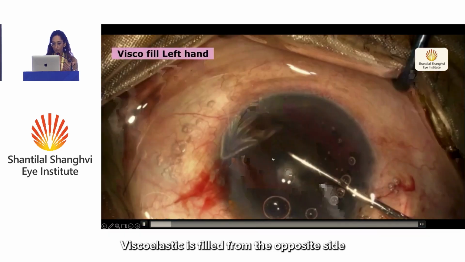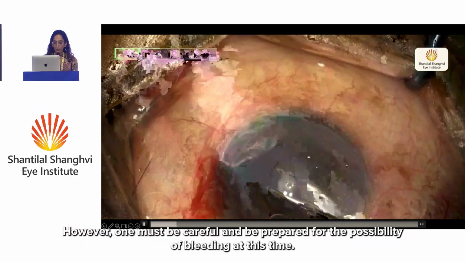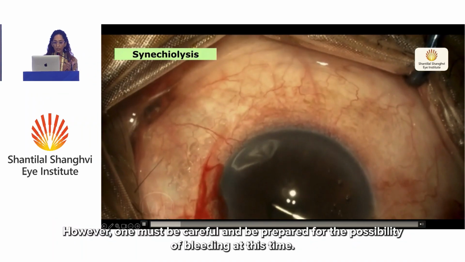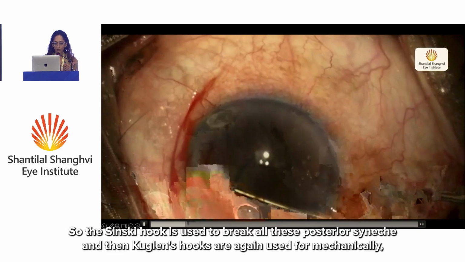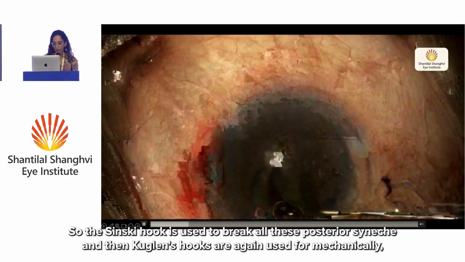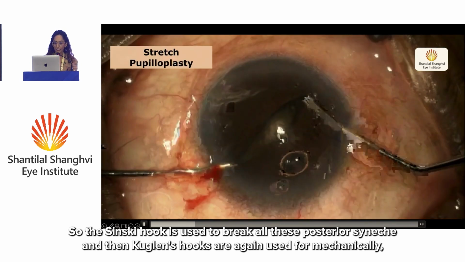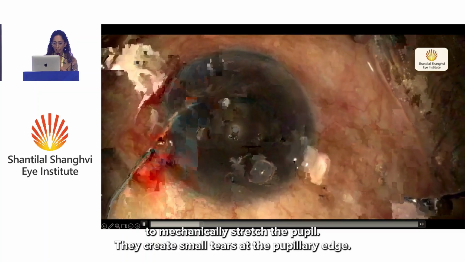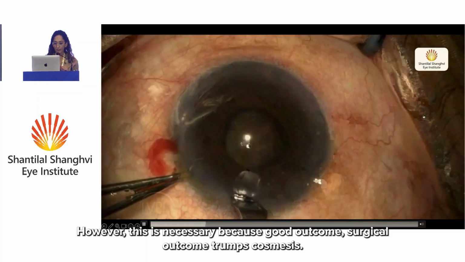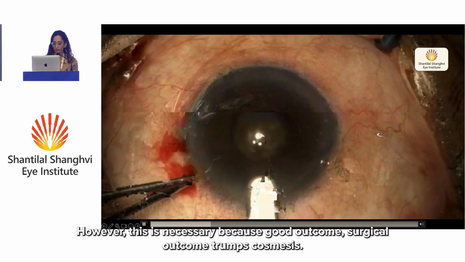Viscoelastic is injected from the opposite side, and then a Sinskey hook can be used to break adhesions. However, one must be careful and be prepared for the possibility of bleeding at this time. So the Sinskey hook is used to break all these posterior synechiae, and then Kuglen hooks are again used to mechanically stretch the pupil. They create small tears at the pupillary edge.